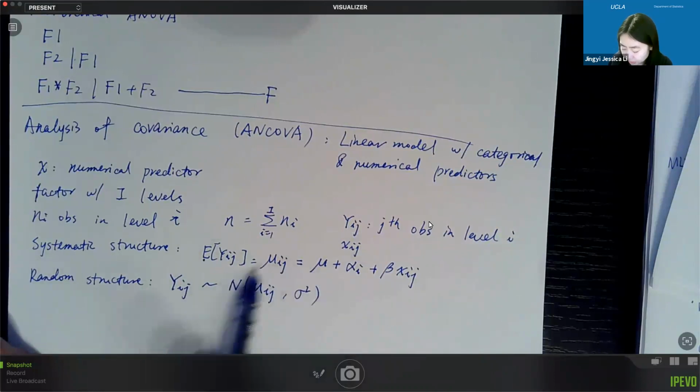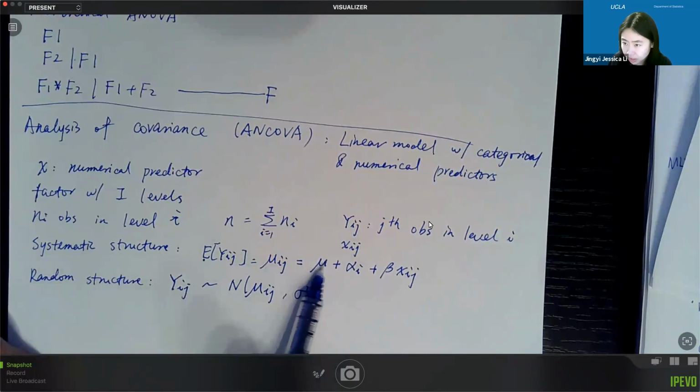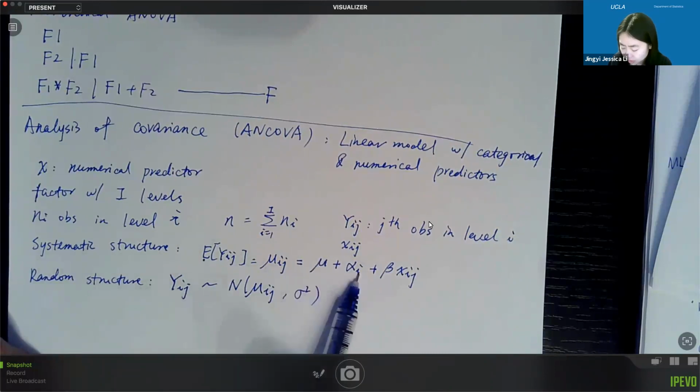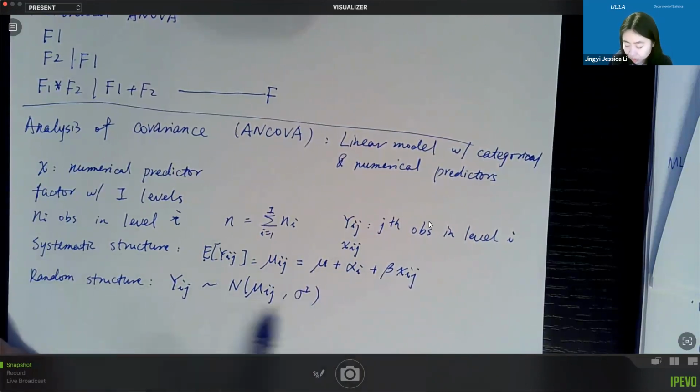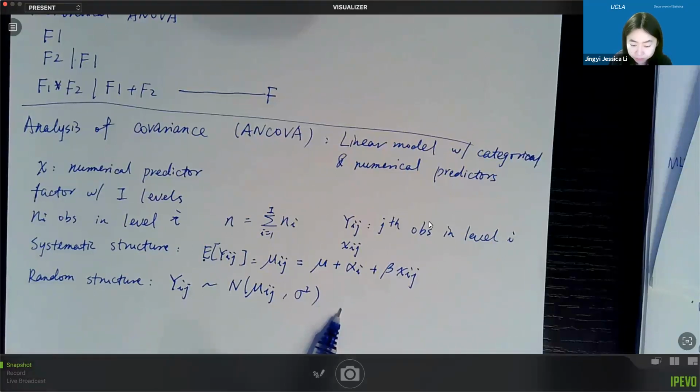So this is the mean for the response, and we write the mean as the common intercept for all levels, the specific intercept, the offset for level I, and this is the effect of the numerical predictor. And of course, in linear model, the random structure is always assumed to be normal. So the mean is the mean, and we have a common variance for all the observations. This is the ANCOVA model.